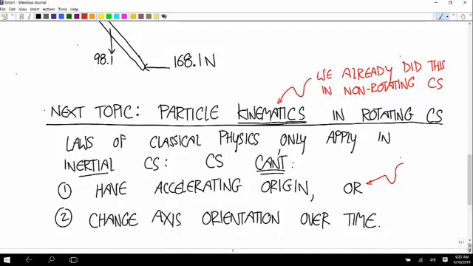If you have an accelerating origin, the way you correct for it is you use the relative motion equations. Okay, so you use the fact that the acceleration of the object relative to the ground, an inertial coordinate system, is equal to the acceleration of the object relative to your accelerating one, plus the acceleration of your origin relative to the ground. And so this one's pretty easy. Okay. We've been doing relative motion stuff like this whole class. This is the harder one. And this is what we're getting into now.